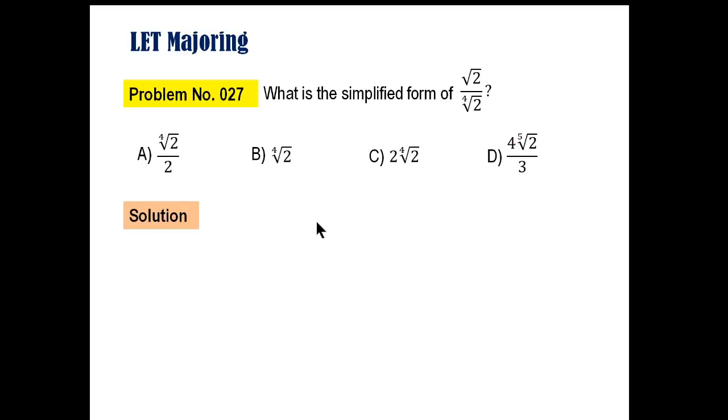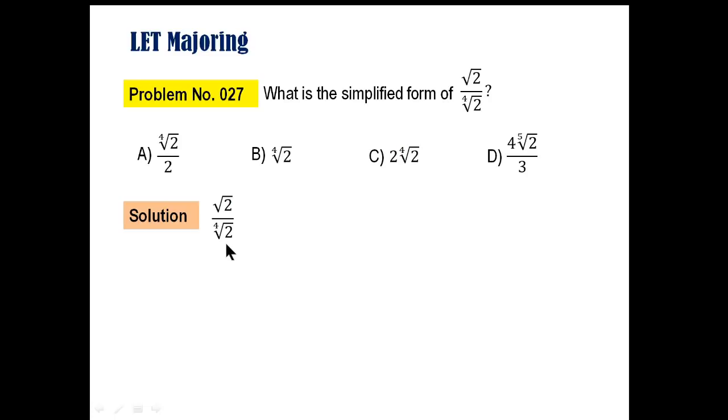Alright, for the solution, the radical expression, the square root of 2 over the fourth root of 2, is in simplified form if there's no radical or radical expression in the denominator. So we're going to look for a particular number such that when we multiply it to the numerator and denominator, we can easily remove the radical sign in the denominator.